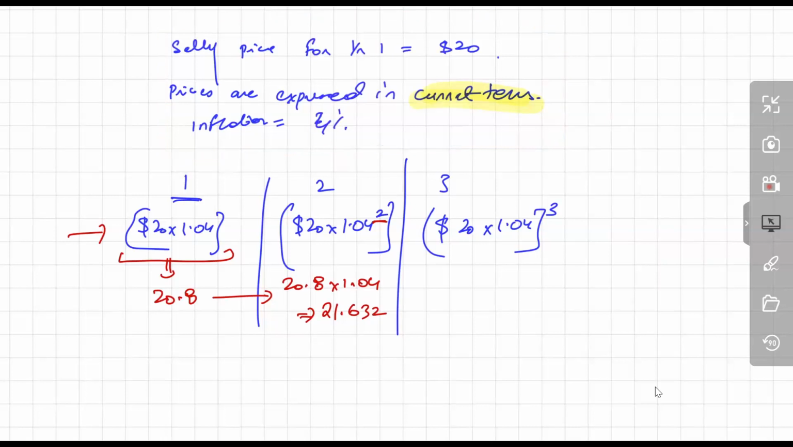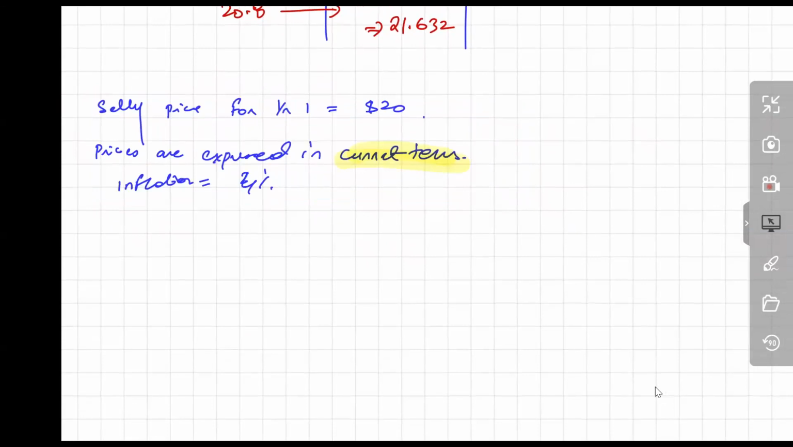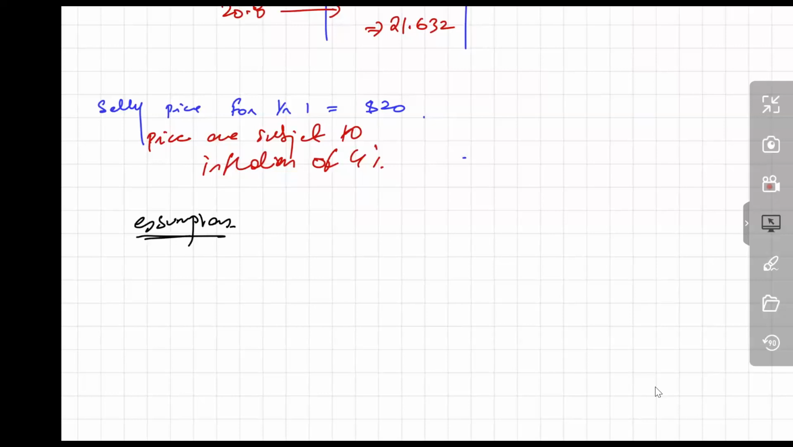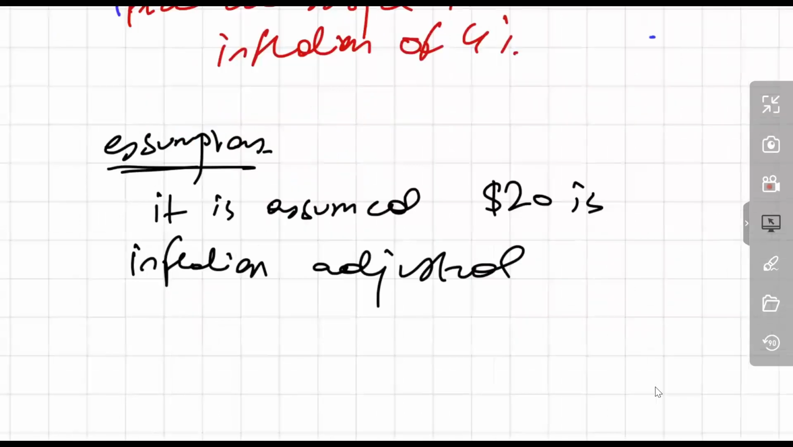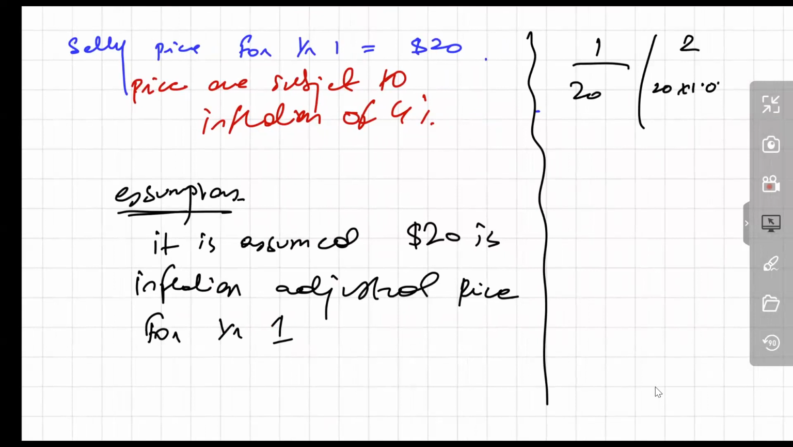this is the second situation now. The examiner might actually say that the selling price for year one is $20. Prices are subject to inflation of 4%, and he does not say anything. So you can write down in the assumptions that it is assumed $20 is inflation adjusted price for year one. And then you could go about applying this. Let's say year one, it's 20. Year two, you would say 20 into 1.04. Do you get my point now?